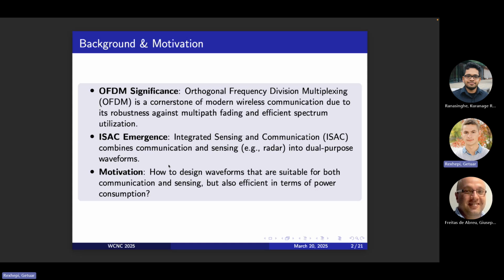Speaking of the future, the recent emerging ISAC systems, or integrated sensing and communication, combine communication and sensing waveforms into one dual-purpose waveform. So the motivation of this paper started from the question of how to design waveforms that are suitable for both communication and sensing, but also efficient in terms of power consumption. With this question in mind, we start explaining our problem and solution.